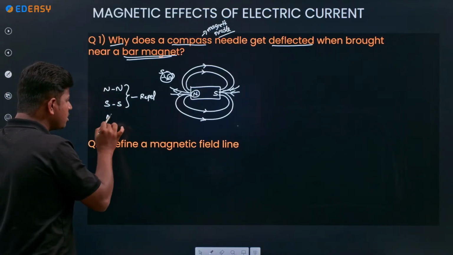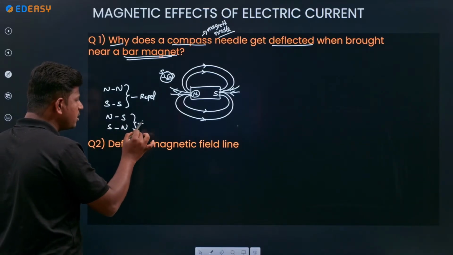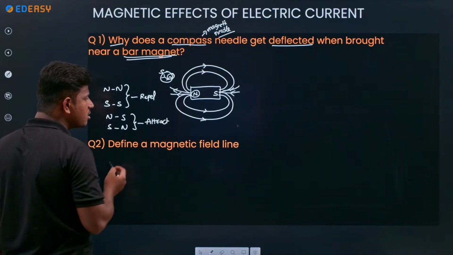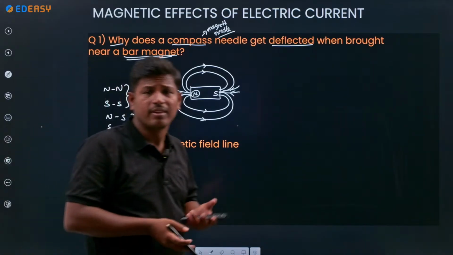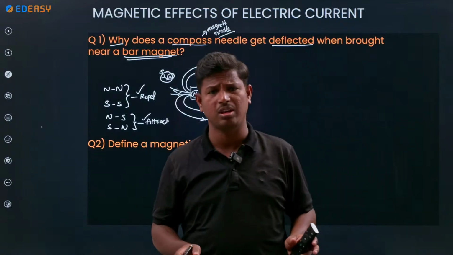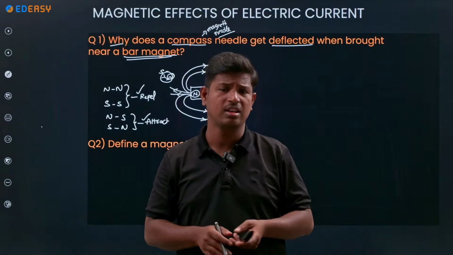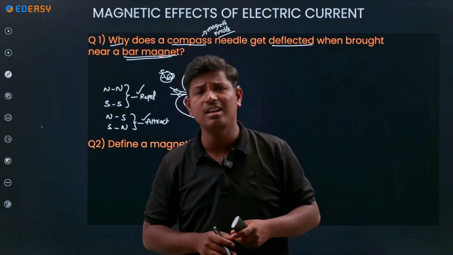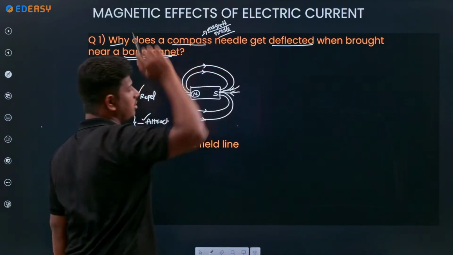I am taking opposite poles, north-south, south-north. How will the force be this time? Attract each other. So whether it is repel or attract, whatever it may be, the magnetic needle is responding or not? Yes, the compass needle is responding. Why is the compass needle responding? Because it is also made up of a magnet only.